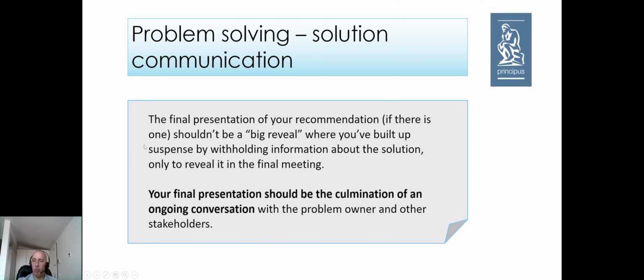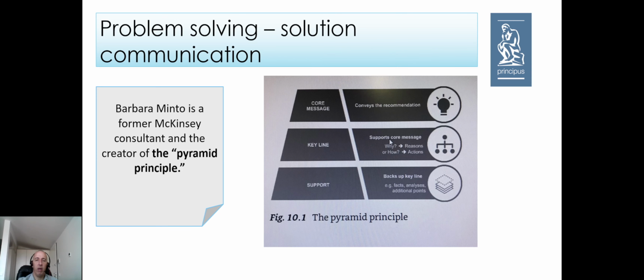It is called the pyramid principle. Barbara Minto is a former McKinsey consultant and the creator of the pyramid principle. Her approach is based on an old and well-established insight. The insight is that people can better understand and remember a set of ideas if they can mentally organize these ideas around a coherent pattern or logical structure.